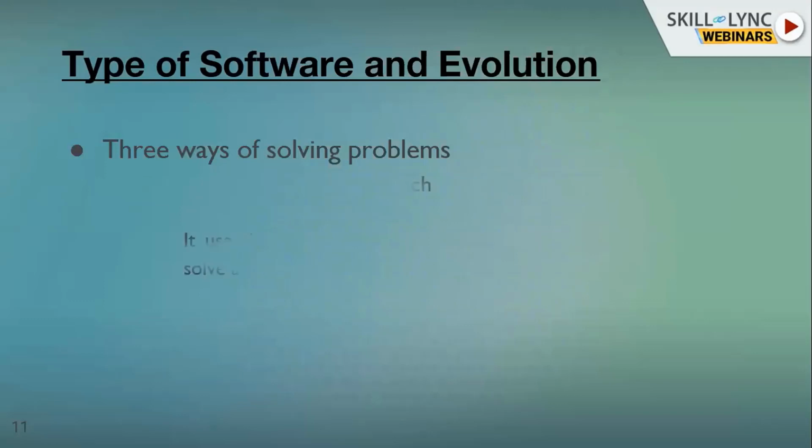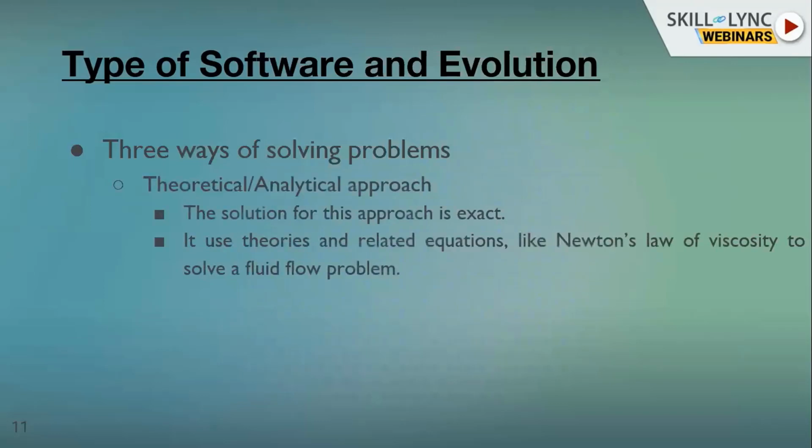The first and foremost way is the theoretical or analytical approach. This solution is exact and uses theories and related equations. Like, for those who know, Newton's law of viscosity, which is related to mechanical engineering and the viscous behavior of a particular fluid. It solves Newton's law of viscosity for a fluid flow problem.